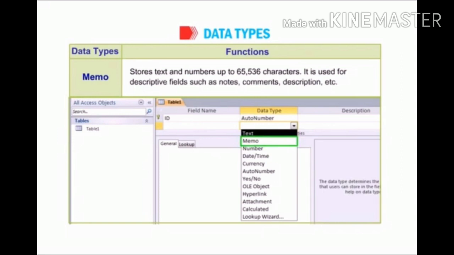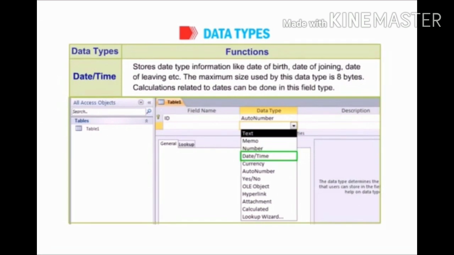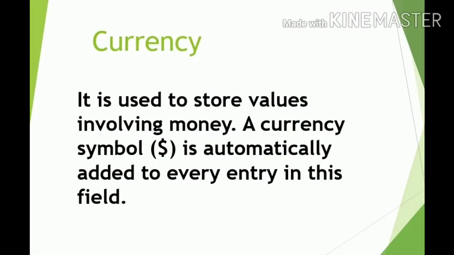Memo. It is used to store lengthy text and numbers such as notes and long descriptions. Stores up to 65,536 characters. Number. It is used to store numbers on which a calculation has to be done. Date and time. It is used to store the date and time. Currency. It is used to store values involving money.